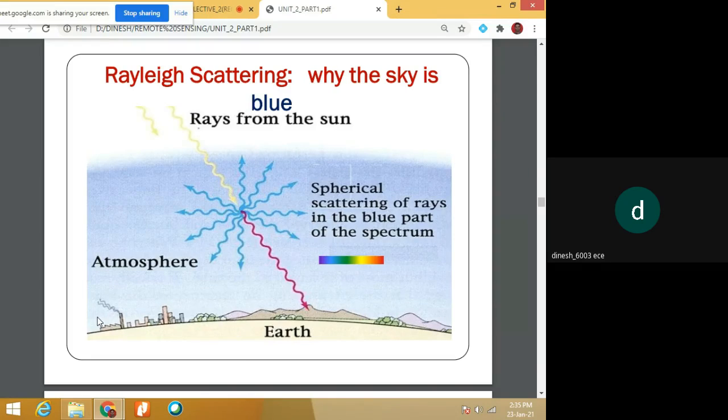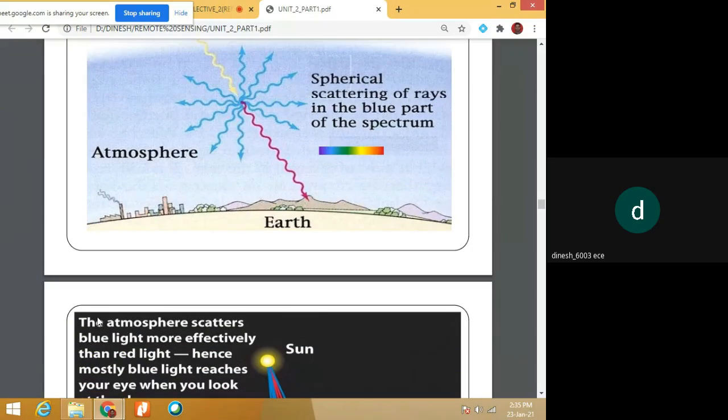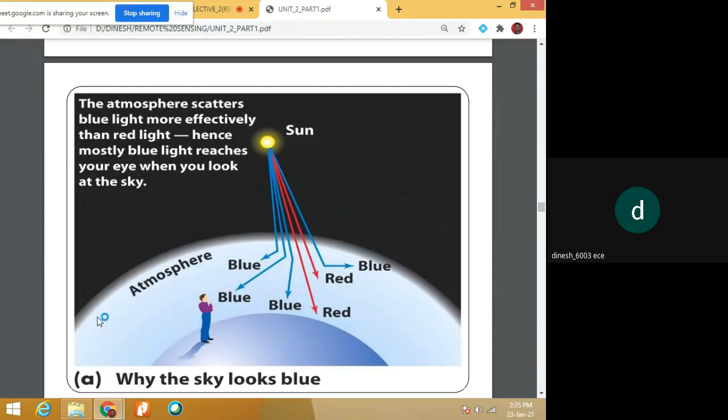This will make the sky look blue during daytime. So scattering of electromagnetic waves is the reason behind why the sky looks blue. The atmosphere scatters blue light more effectively than red light. Hence, blue light reaches your eye when you look at the sky. You can see there, the earth is there, and on the earth a person is present. When he looks at the sky during daytime, you can see red falling directly, whereas blue scatters more. So this is why it looks bluish at daytime.